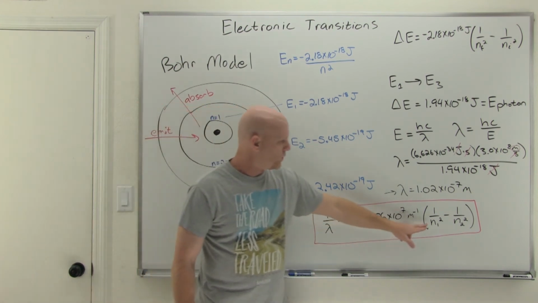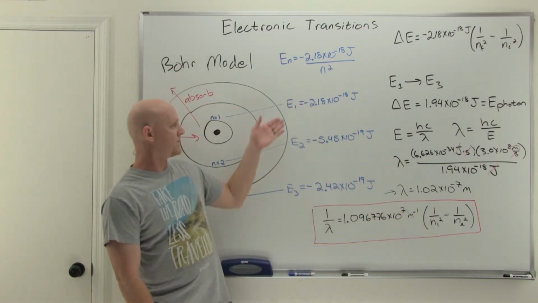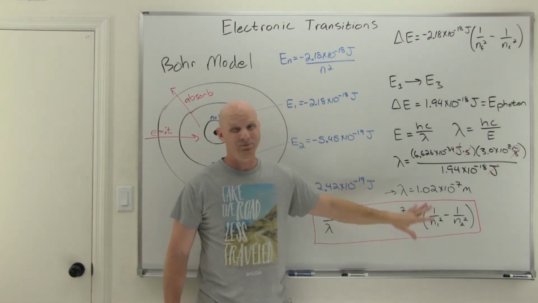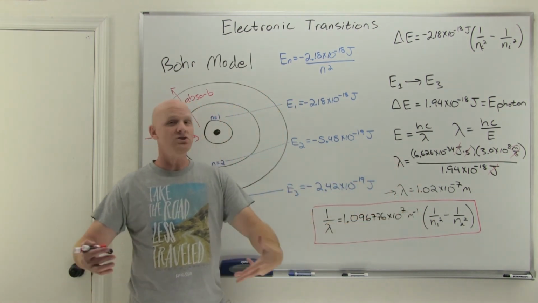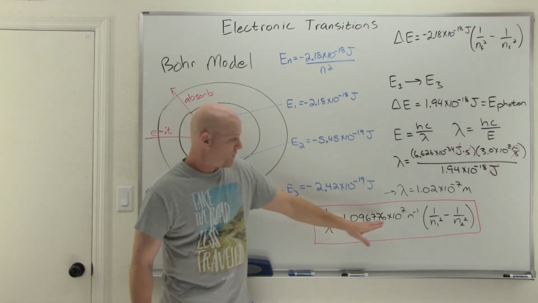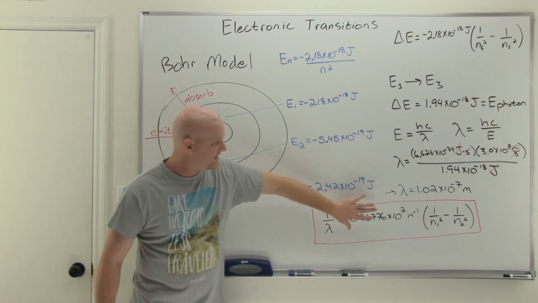So n1 and n2 here don't necessarily mean E1 and E2 coming from those, but it really means n initial and n final. Rydberg's equation used 1 and 2, but it's really an initial and a final kind of thing. Cool, but when you plug this in, you then take the inverse of this.